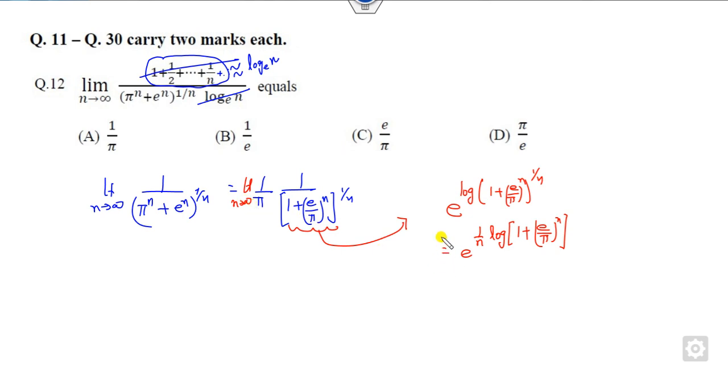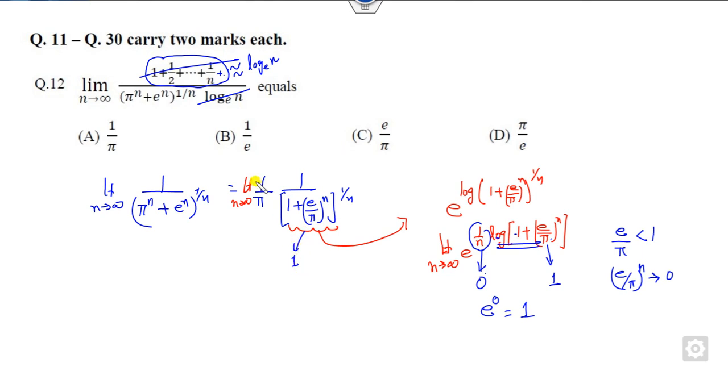Now you can take the limit as n approaches infinity. What will happen? 1 upon infinity goes to 0, and this part goes to 1. Why? Because e upon pi is always less than 1, so when you raise it to the power n, it goes to 0. So this is log 1. Log 1 is 0, 1 by n is 0, so e raised to power 0 is 1. So the answer of this part is 1, and 1 by pi is the required answer of this problem.